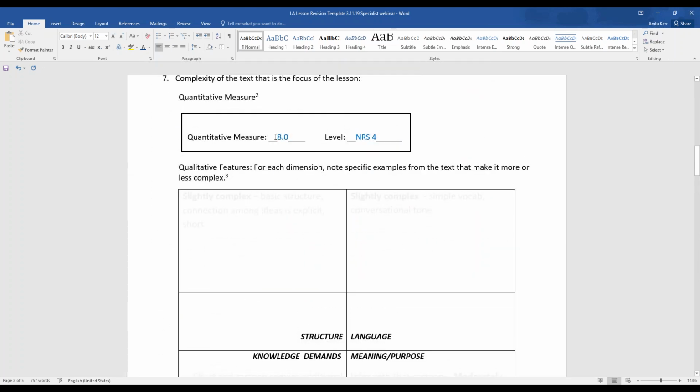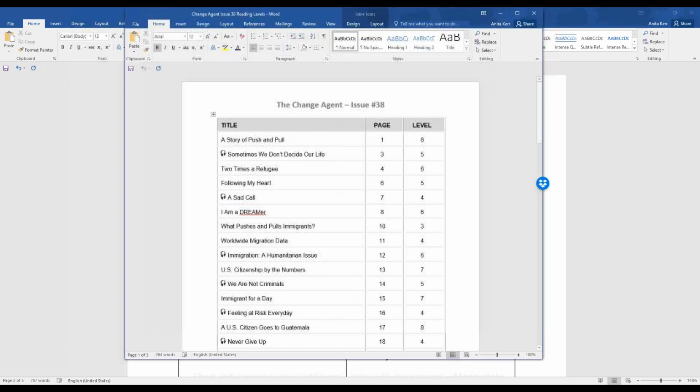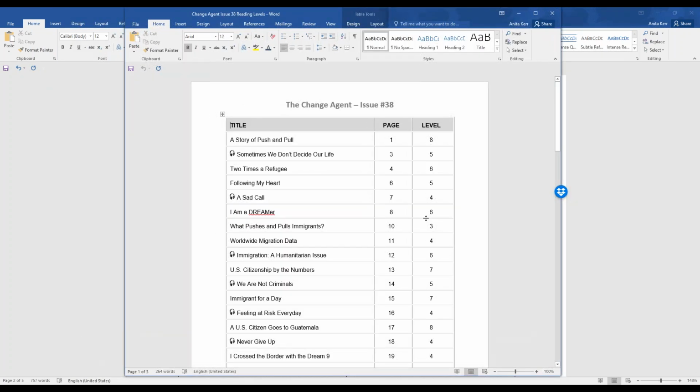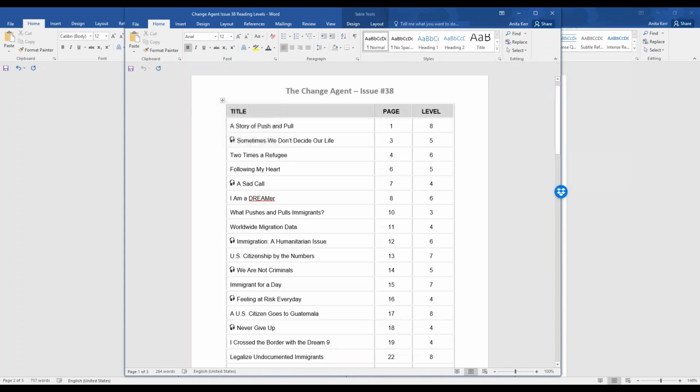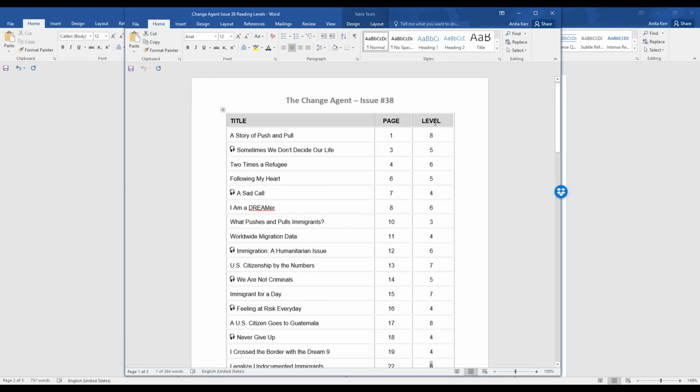I took the jump ahead and filled in the quantitative measure for this article in advance of you. So I found on Change Agent's website this document right here. Can you guys see these reading levels here? This is for the issue that we have from the Change Agent. And I went down here to legalize undocumented immigrants, and I found this 8. You see it down there?